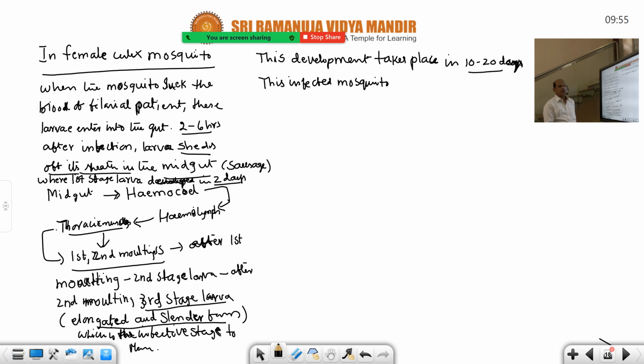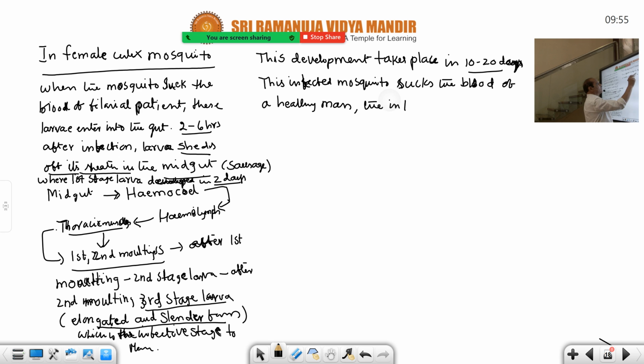So this infected mosquito, with third stage larva, sucks the blood of a healthy man. What happens? They receive these infective stages. The infective stages enter into man. The infective stages are dropped into the blood of man.